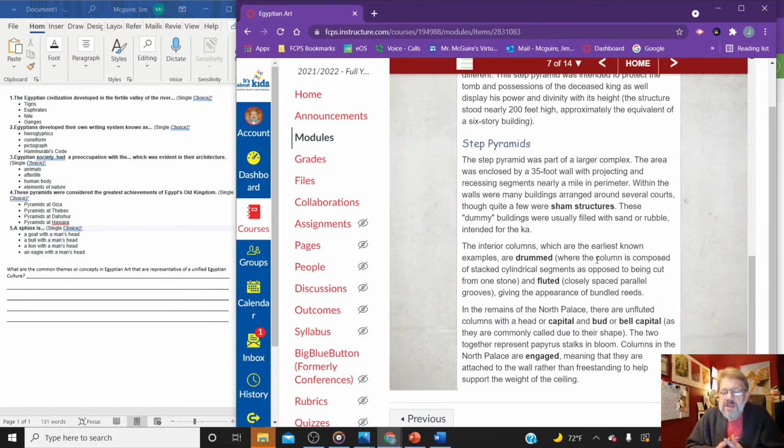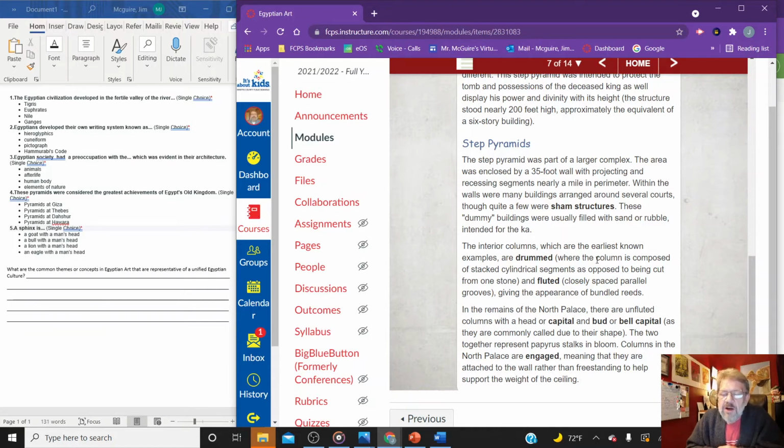This step pyramid is part of a larger complex. The area was enclosed by a 35-foot wall, with projecting and recessing segments, nearly a mile in perimeter. Within the walls were many buildings arranged around several courts, and quite a few were sham structures. These dummy buildings were usually filled with sand or rubble, intended for the Ka.